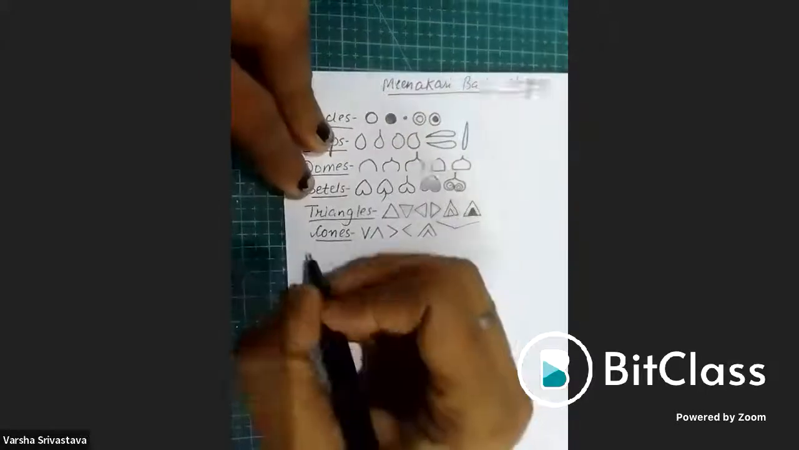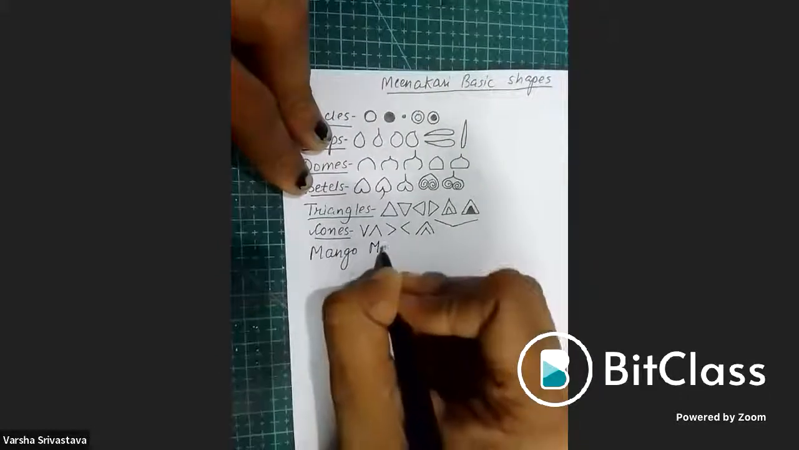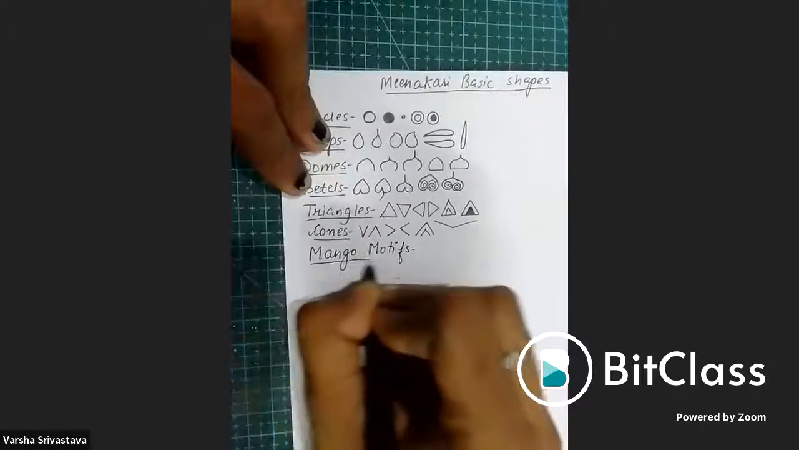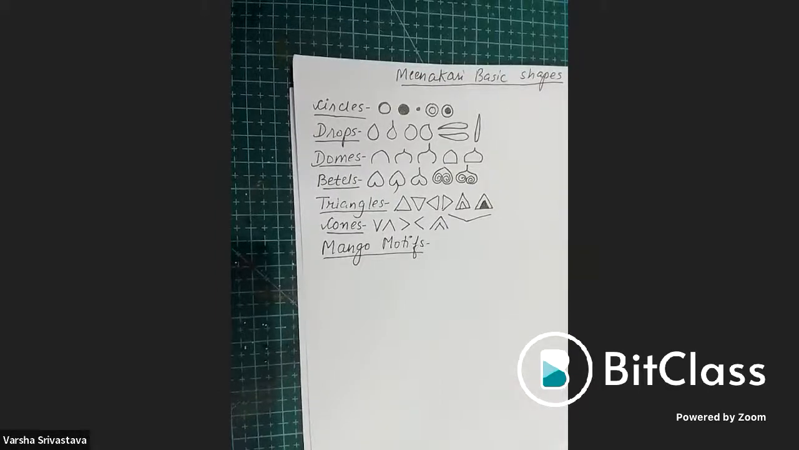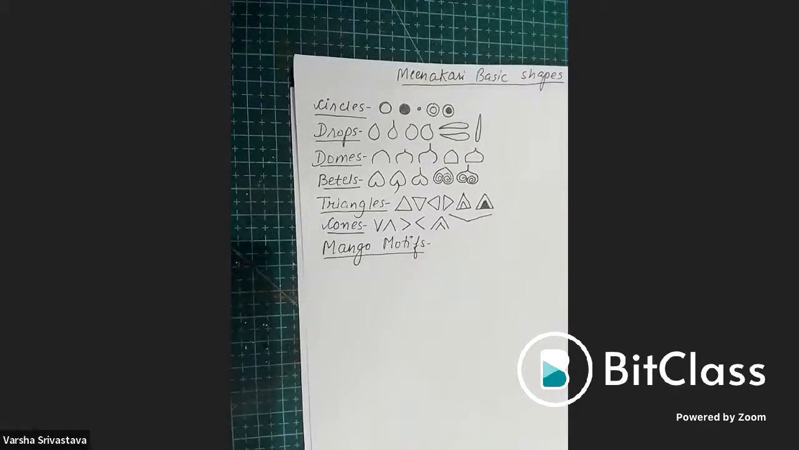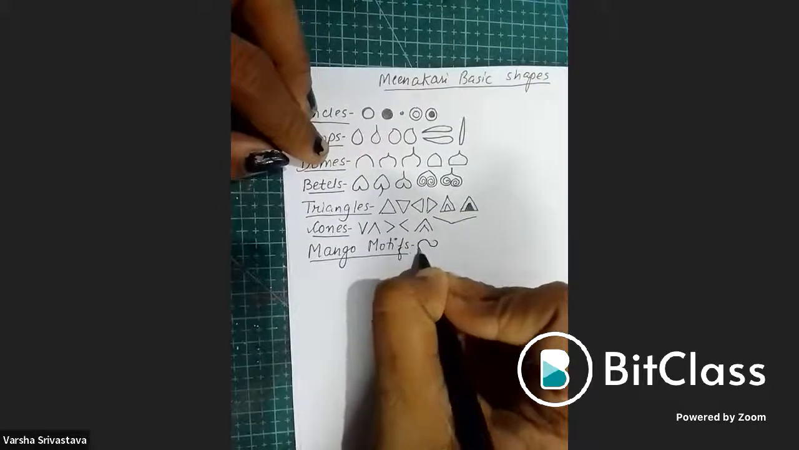Okay. Next, I'm going to make the mango motif. Now here comes the chance of mango motif. I'm just writing mango motifs because I'll be making 3 different designs. Now mango motifs has 2 other names. One in Hindi, one in English. The Hindi name of mango motif is Carry. And the English name of it is Paisley. P-A-I-S-L-E-Y. Paisley. Okay. Hindi name is Carry. English name is Paisley. So I'm just making the first one. It is like this.